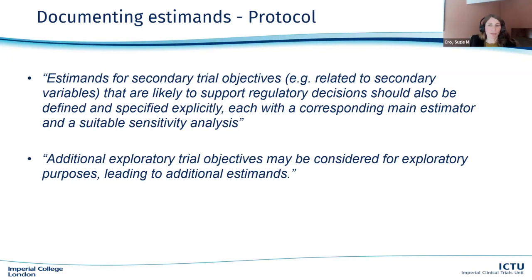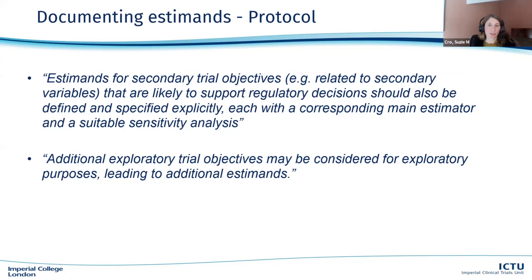Obviously, all the benefits of specifying estimands for the primary trial outcome, so that's for clear and transparent interpretation and ensuring the question of interest is actually addressed, also apply for the secondary outcomes. So it's beneficial to specify estimands for all secondary objectives. But the guideline, as we see here, is open to interpretation on this matter.